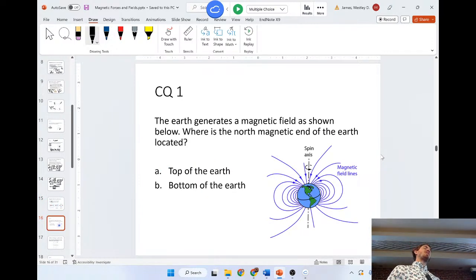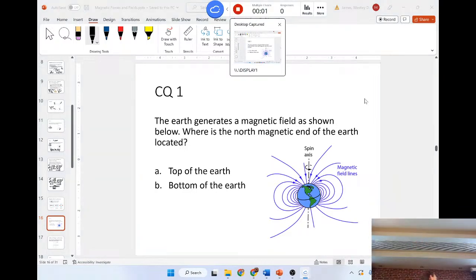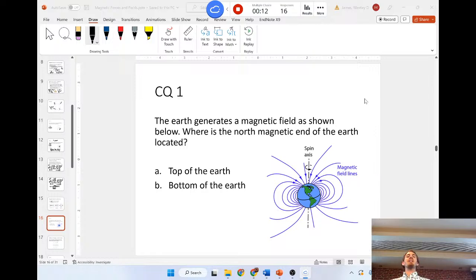The Earth, this is a fun little question to test your knowledge of what I just mentioned. The Earth's magnetic field looks like this. It comes out of the bottom of the Earth and goes into the top of the Earth. Where is the north magnetic end of the Earth located? If I drew a magnet on top of my Earth with a north and a south end, would the north be at the top of it or the bottom of it, based on the idea I just talked about in the last slide?